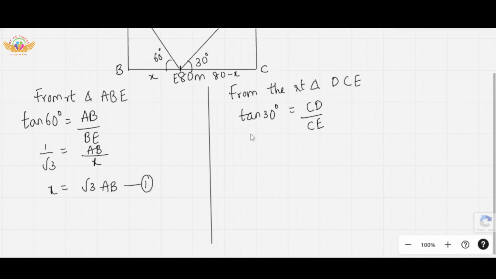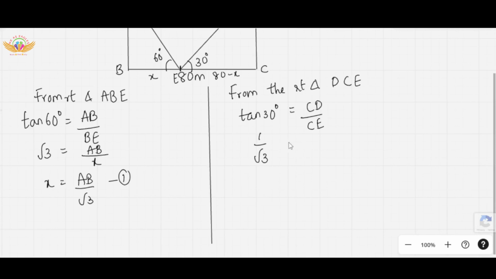And here tan 30 is, sorry, actually tan 60 is root 3, right? Tan 30 degrees is 1 by root 3. See how I got confused? So tan 30 degrees is 1 by root 3. So tan 60 degrees will be equal to root 3. Yeah, root 3. So X is equal to AB by root 3. This will be our first equation.